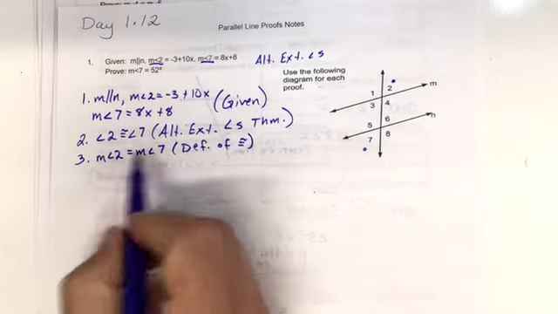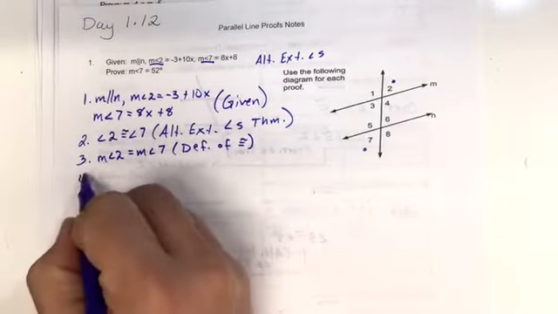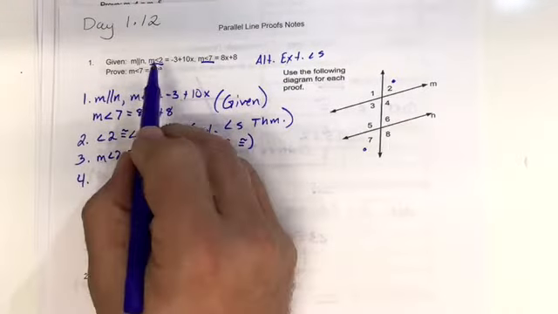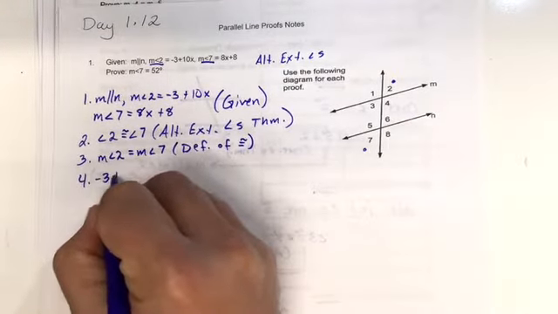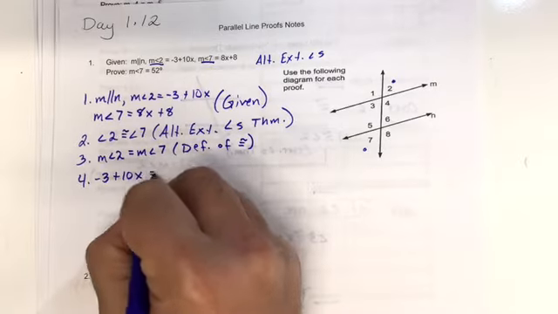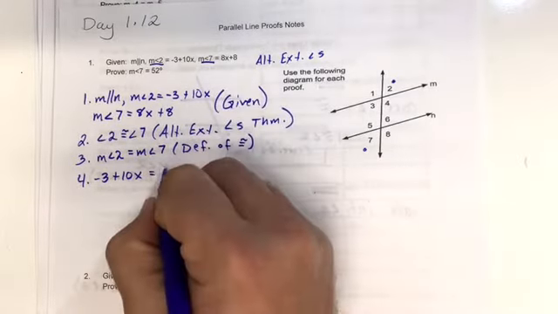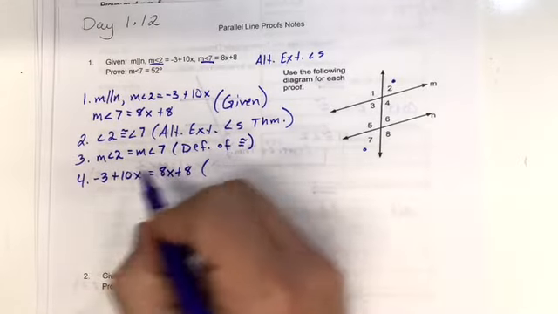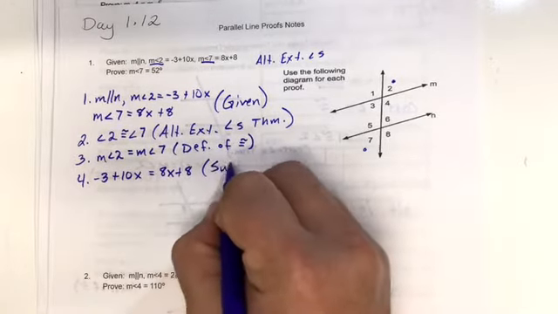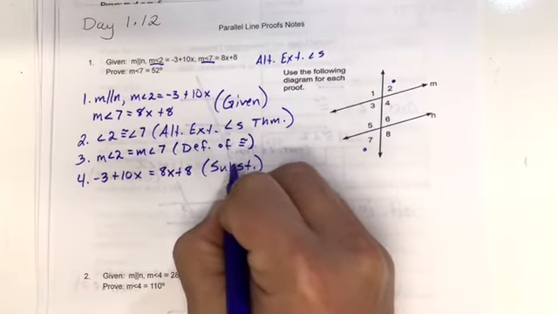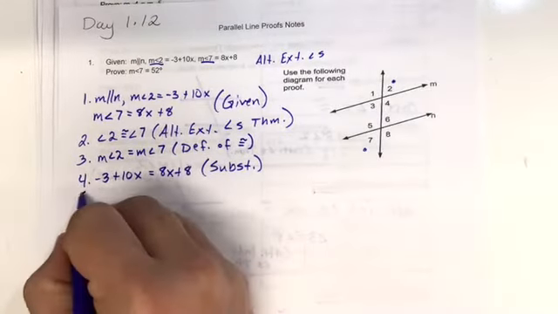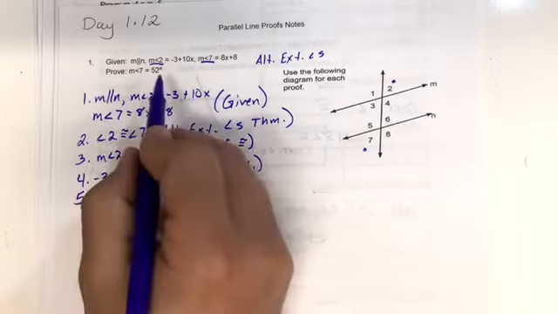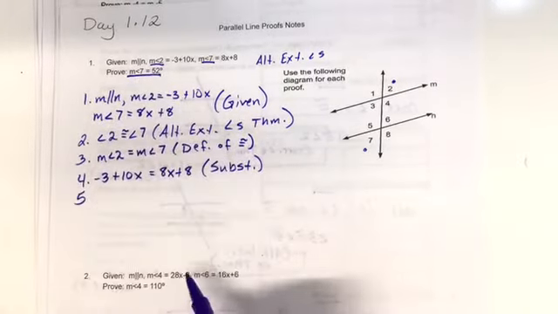And now I have an equation that I can substitute values into. So instead of the measure of angle 2, I'm going to write my -3 plus 10x. Instead of my measure of angle 7, I'm going to write 8x plus 8. When I plug in values, remember that is using substitution. And then I solve my equation for x, because then I can plug back in to get something like that.